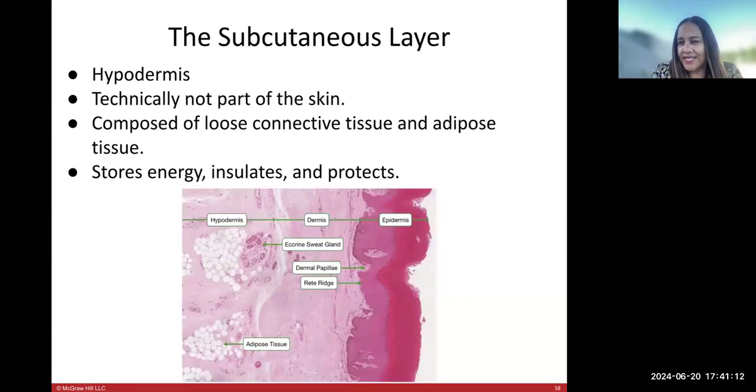The subcutaneous layer, the hypodermis, is technically not part of the skin, but it is composed of loose connective tissue and adipose tissue. It stores energy, insulates, and protects. It's where a lot of the adipose cells are found.